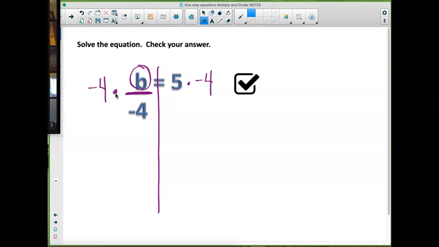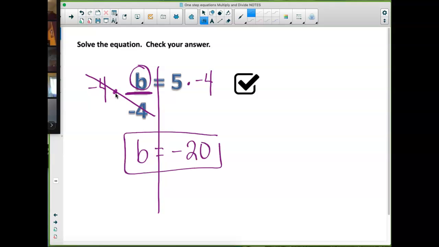Now, some of you may ask, how come you wrote it to the sides? To me, it makes sense to write it to the sides because then it's like cross-simplifying. I can cross those 4s off. And I get b all by itself, just like I wanted, equals 5 times negative 4, which is negative 20. So b equals negative 20.